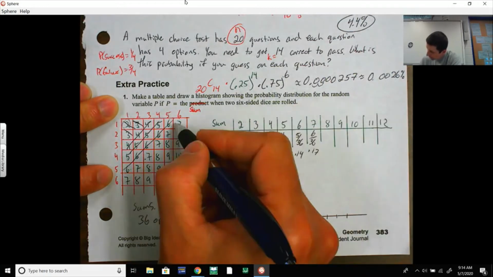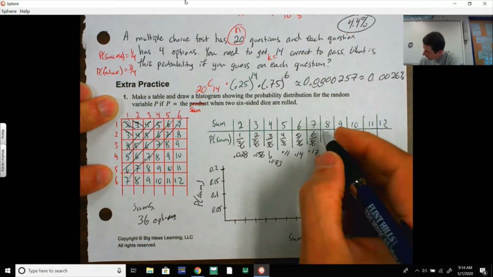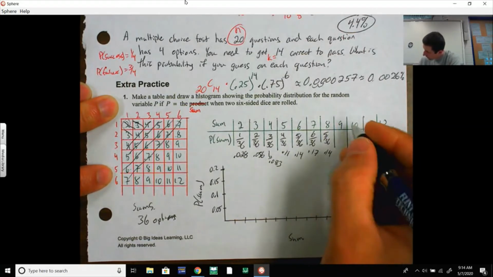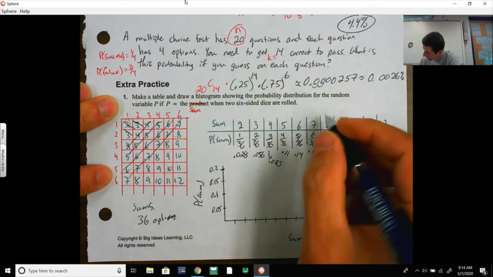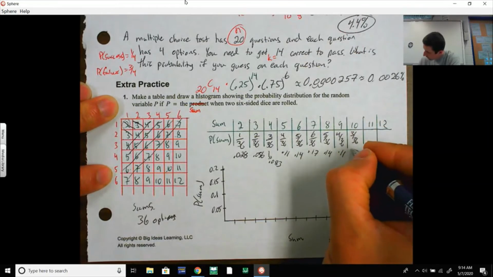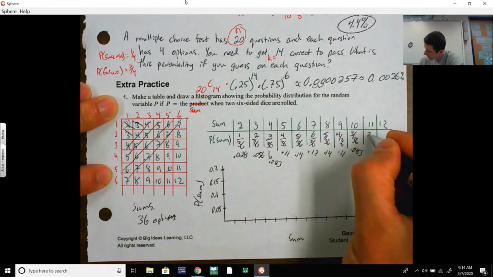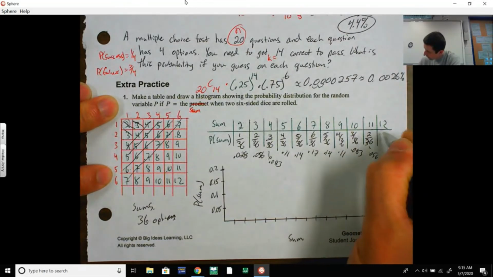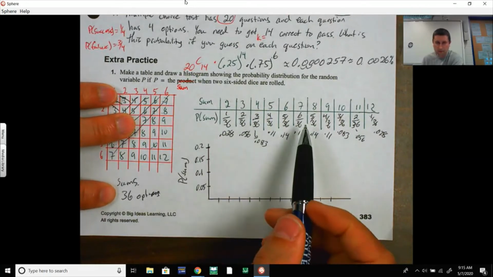8, and now we start going down, 1, 2, there's 5 out of 36. So that would be 0.14. 9 would be 4 out of 36, so that's 0.11. 10 would be, there's 3 out of 36. That's 0.083. I'm getting these from just the earlier numbers here. 11 would be 2 out of 36, which is 0.056, and 12 would be 1 out of 36, which is 0.028. Okay, so this would be your probability distribution, that chart right there.